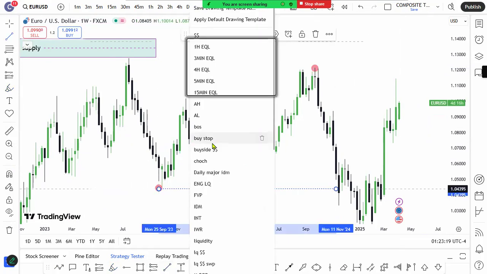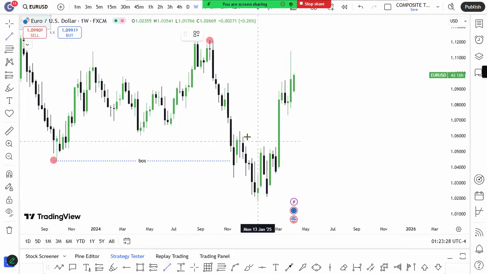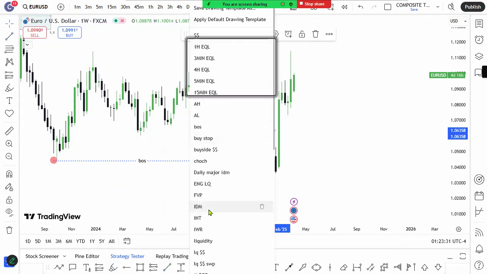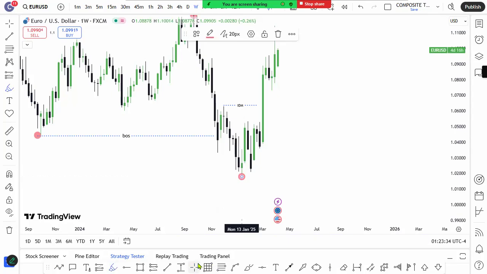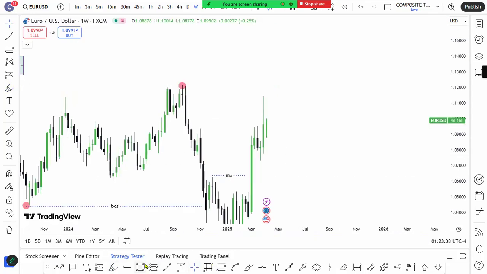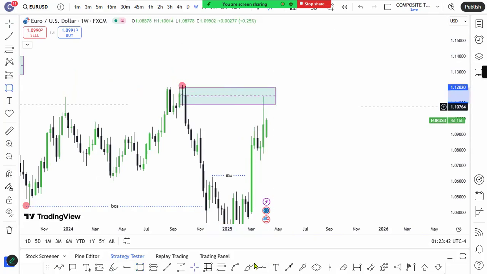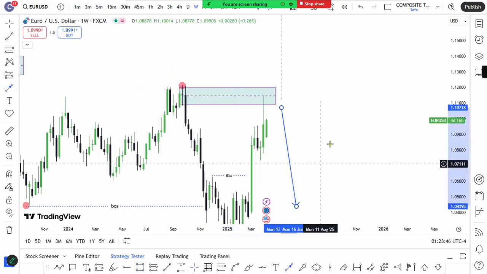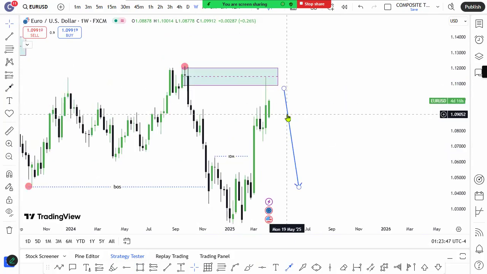Lack of structure, boss, there's inducement. Inducement is here. Inducement is here. This is the lower low here, and price just went into a high quality supply zone. So here we're expecting the price to continue going to the downside according to the monthly time frame and weekly.